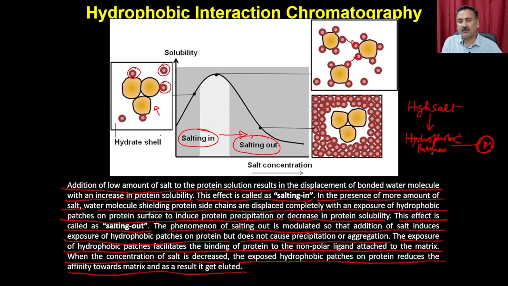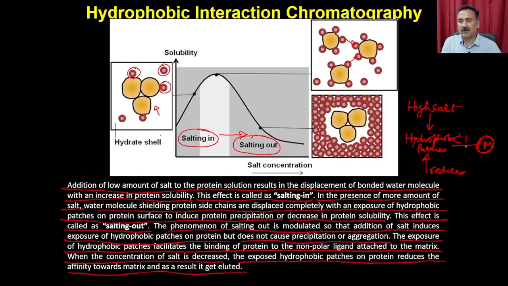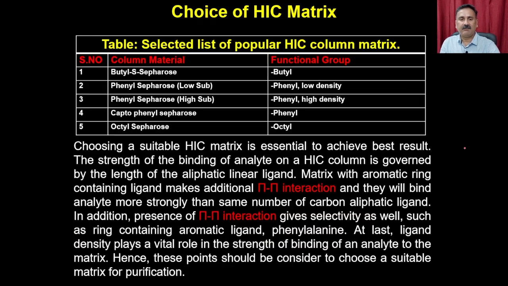Now what you're going to do is reduce the salt. If you reduce the salt, the hydrophobic patches are going to be covered with the water molecules, and as a result, it is going to destroy the interaction between the hydrophobic patch and the functional group present on the matrix. There are different types of choice.